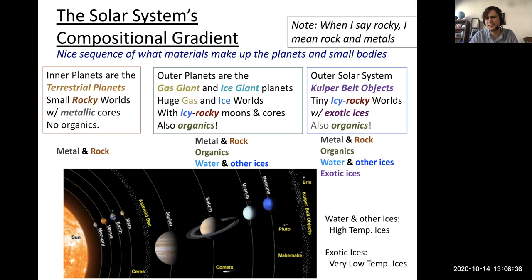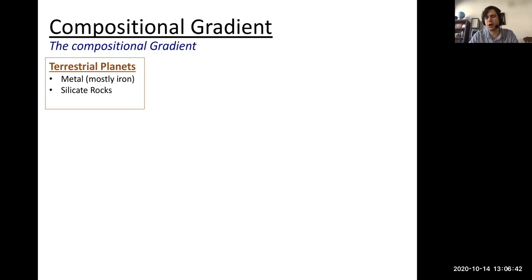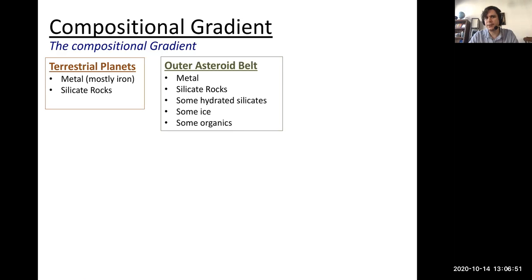And I really want to hammer this in. So let's look at this one step at a time. We have our terrestrial planets, which are almost entirely made out of metal, mostly iron, and silicate rocks. Pretty simple. And then we move through our asteroid belt. The inner asteroid belt is very similar to the terrestrial planets. By the time we get to the outer asteroid belt, though, we have metal, silicate rocks. Now we have some hydrated silicates. We have some ice, although we are still looking for ice. We've only found it on a few asteroids. And we see organics in the C-type asteroids, the carbonaceous asteroids.